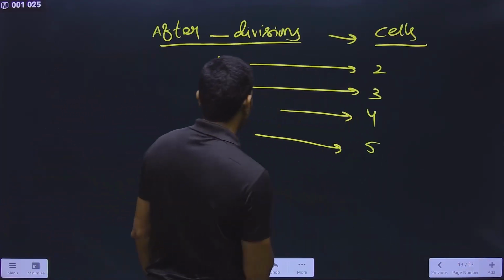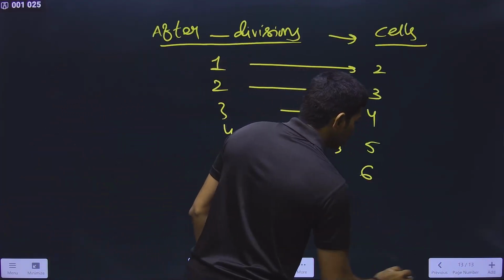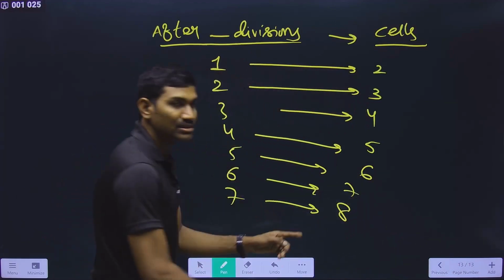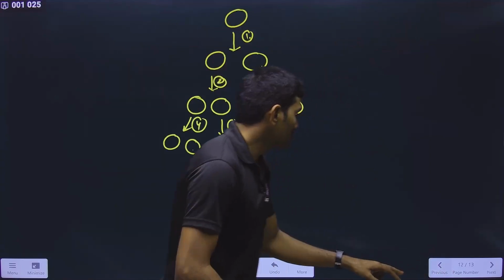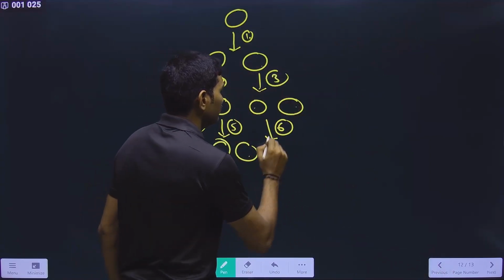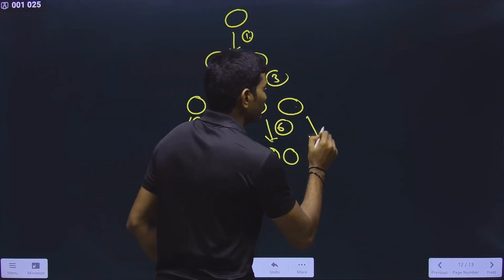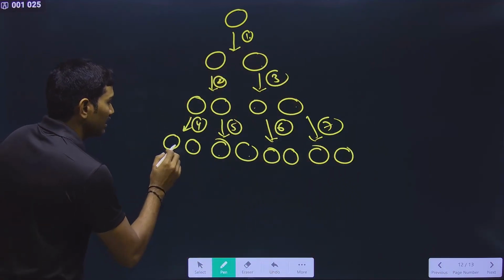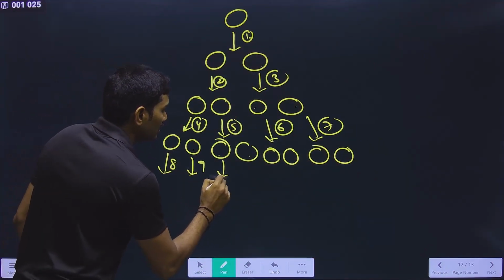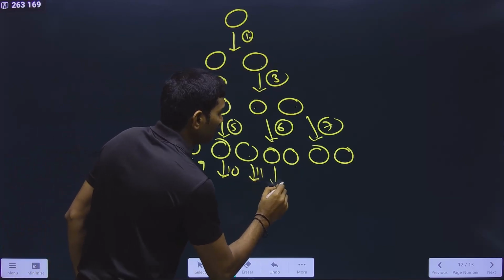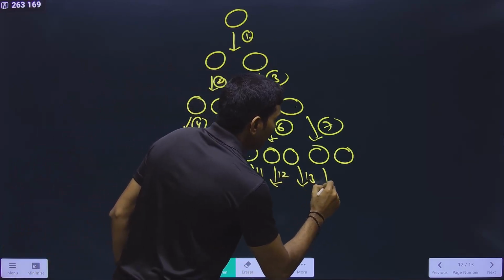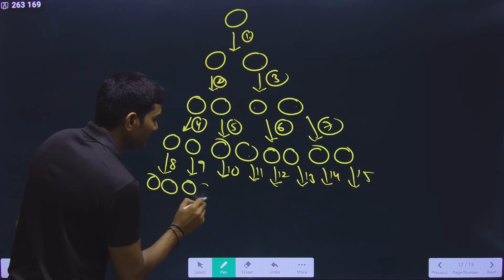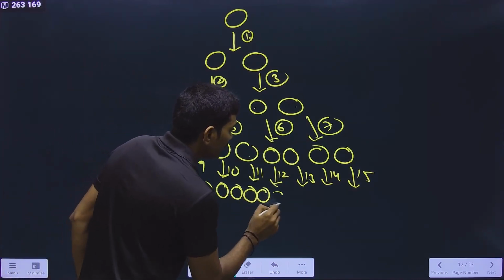So you need to understand the relation. After 5 divisions, 6 cells. After 6 divisions, 7 cells. After 7 divisions, 8 cells will be there. Understood or not? This is the relation. Directly I will write this. After the 6th division, 7 cells; after the 7th division, 8 cells. Now 8th division, 9th, 10th, 11, 12, 13, 14, 15. After 15 divisions, how many cells will be there? 16 cells will be present.